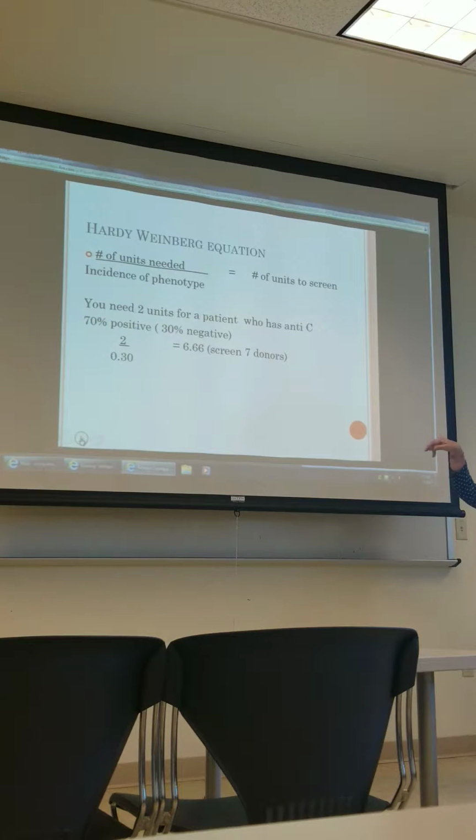So the way you figure this out is the number of units that you need and the approximate percentage of RH negative. And then it's going to tell you how many units that you need to screen to find two that are going to be compatible. And you may luck up. You may pull the 7 units out of the refrigerator, and they may all be negative. That happens not very often, but it could happen.